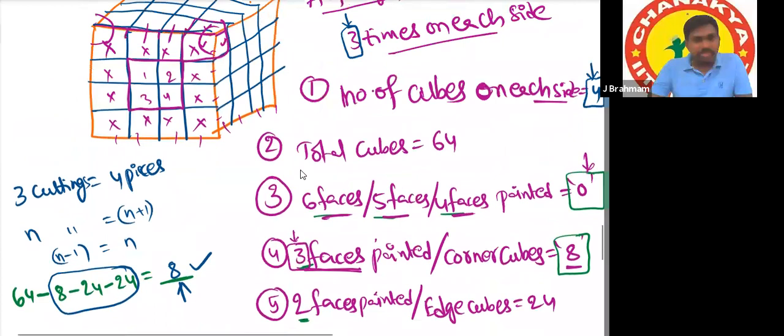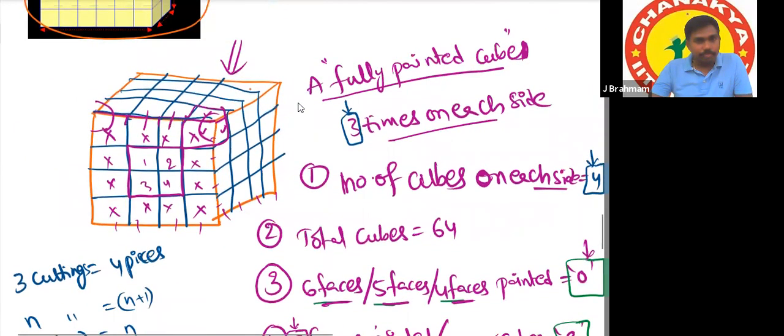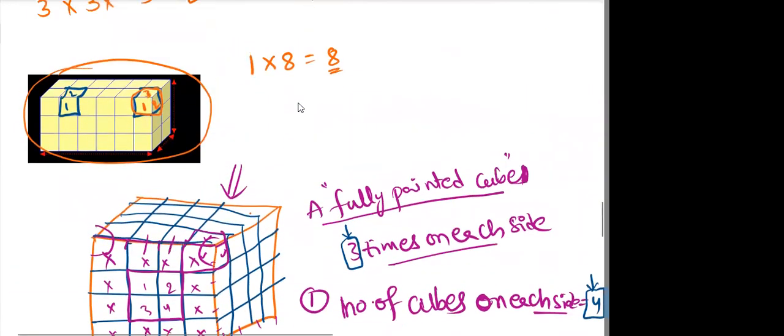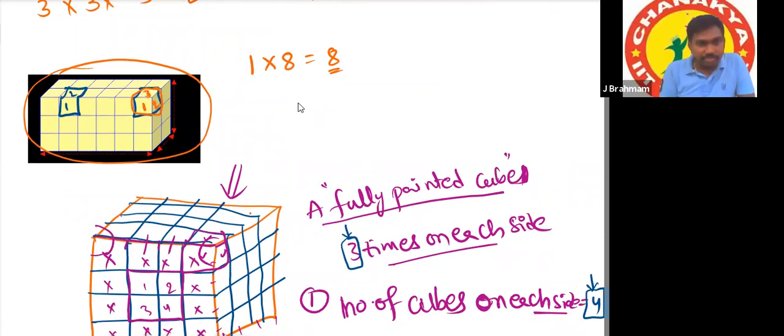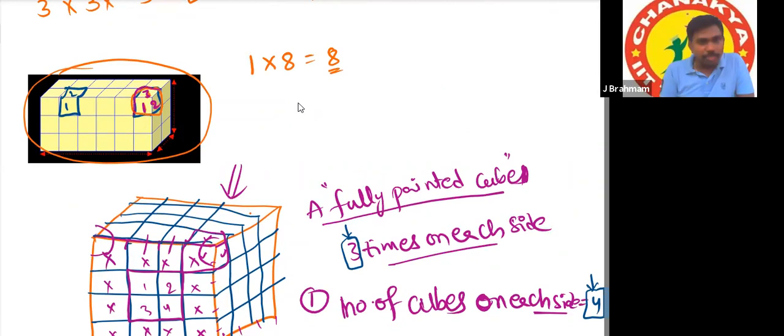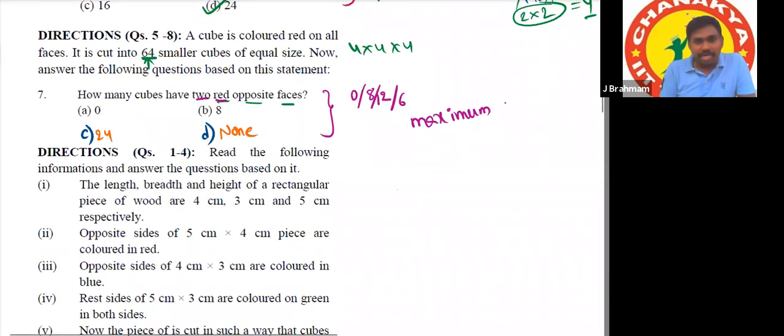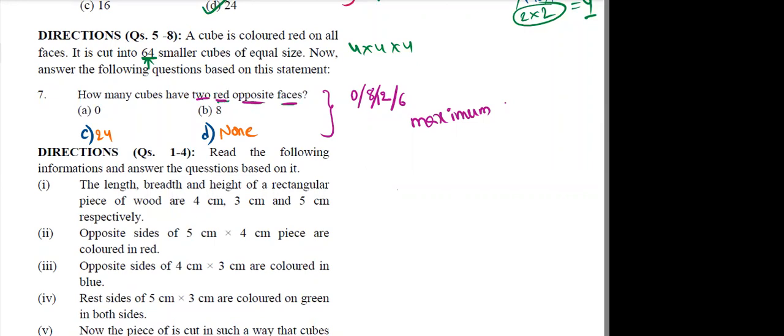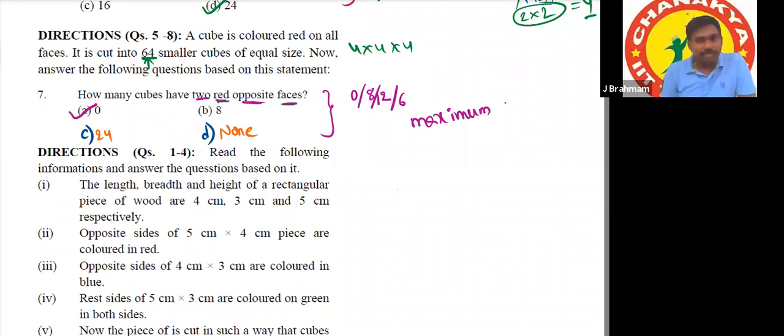What are the 3 faces? Adjacent or opposite also? Only adjacent. So 3 faces means these are the 3 faces. Yes or no? 1, 2, 3. So can you paint opposite faces for a smaller cube? No, sir. But here the question is the 2 red opposite faces painted. So the answer is 0. They are not available. We cannot paint opposite faces at a time for a smaller cube.